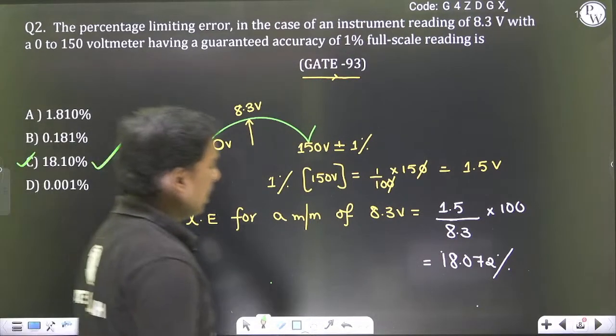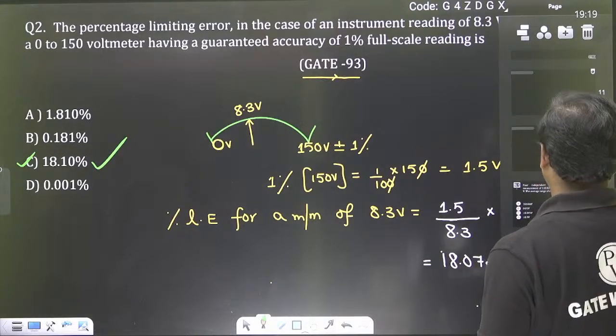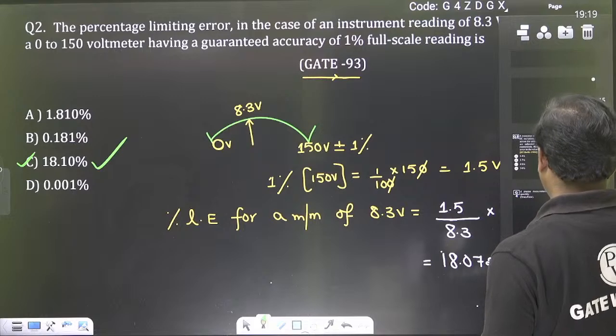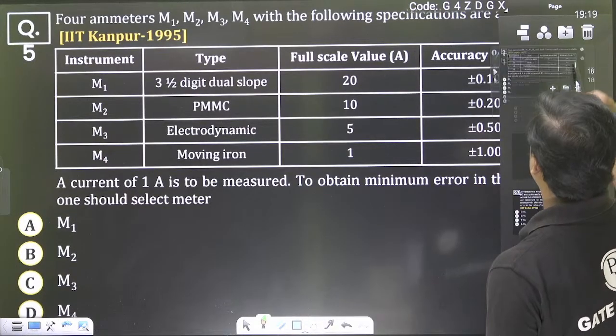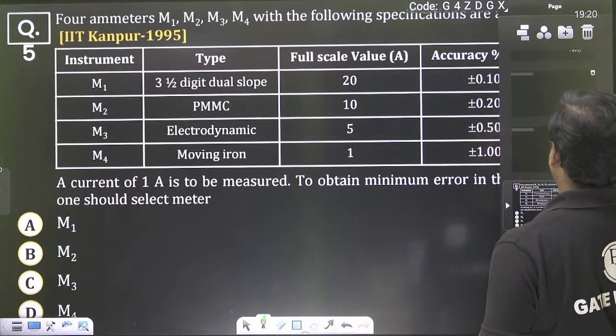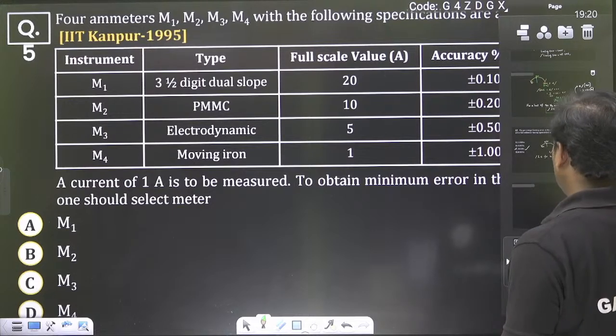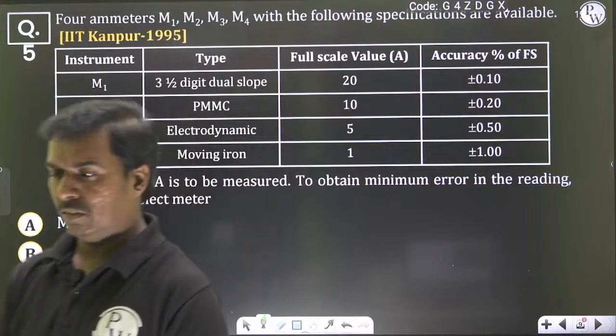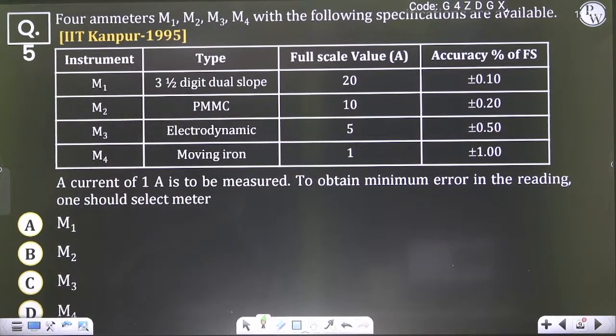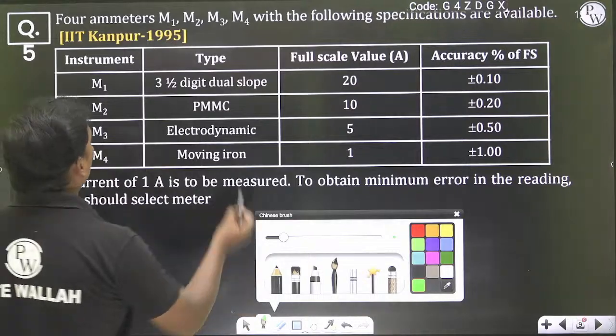Similarly, let us see some more questions related to these errors. See this famous question, asked by IIT Kanpur in 1995. Very interesting. Four ammeters, meter 1, meter 2, meter 3, meter 4 with the following specifications are available.